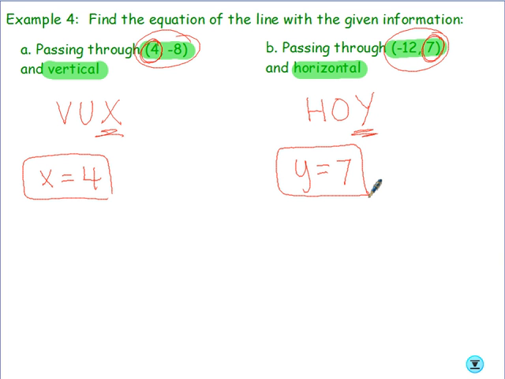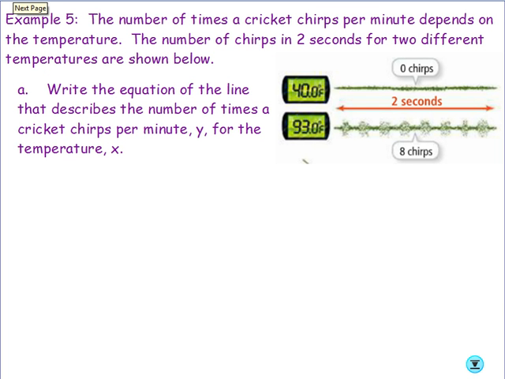So one last example we're going to look at is just a real life kind of problem. It's a word problem. So let's take a look at this word problem. The number of times a cricket chirps per minute depends on the temperature. The number of chirps in 2 seconds for 2 different temperatures are shown below. We want to write the equation of the line that describes the number of times a cricket chirps per minute, that's your y, is the chirps, for the temperature x.